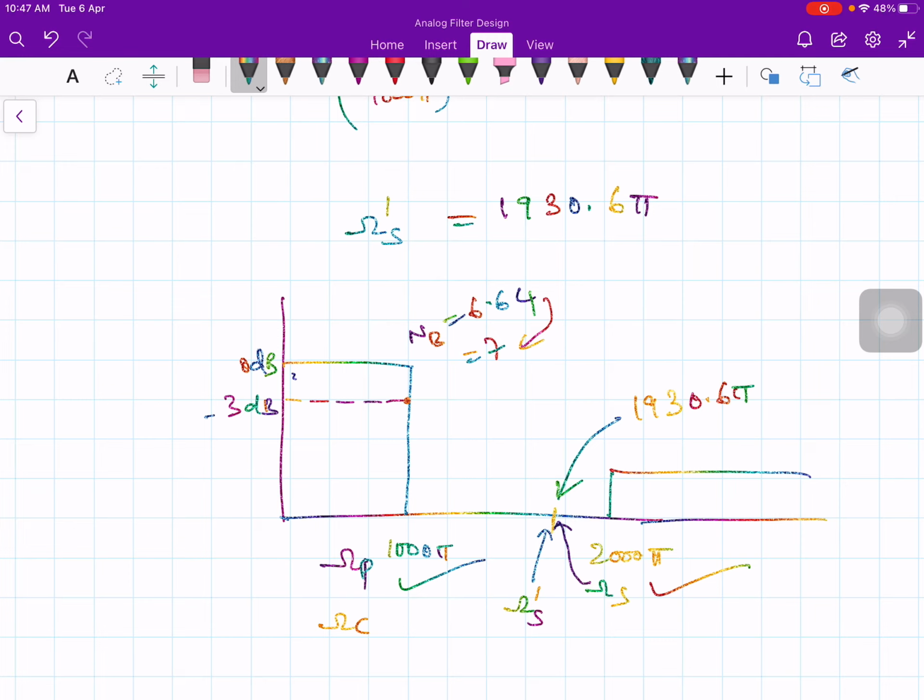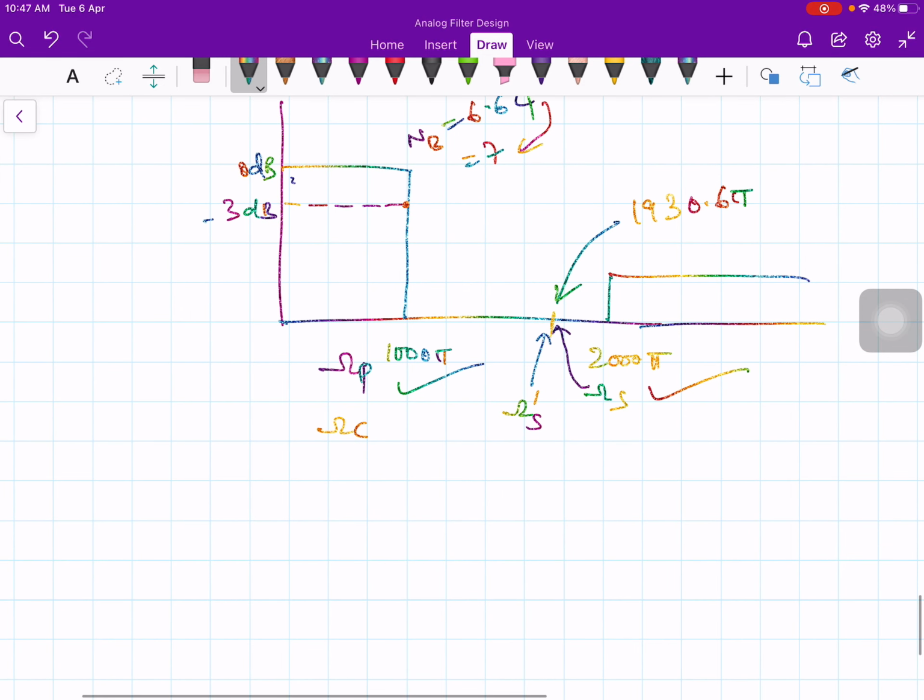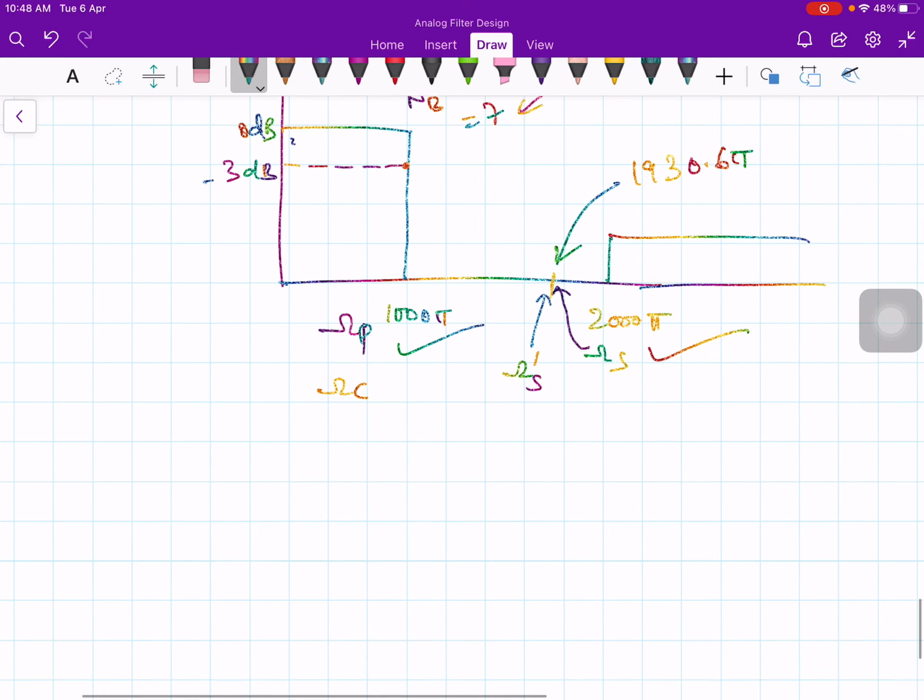Okay, so you are moving the stop band slightly to the left hand side, that means your filter is good, so one should be happy about it. Okay, one should be happy about it that you have satisfied the stop band. In fact, you have over satisfied the stop band.